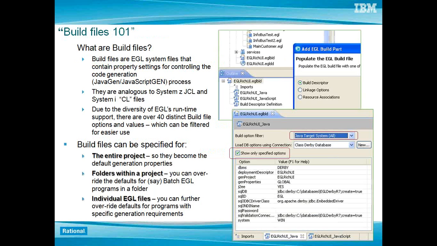We would be using the build deployment descriptor, and then we are creating some build descriptor options. Here we have like linkage options and resource association files. Once you have selected your build descriptor from the outline view, you right click on your build descriptor, and then you would be having a pop-up where you have three options like build descriptor, linkage options, resource association. You will be like selecting each of them.